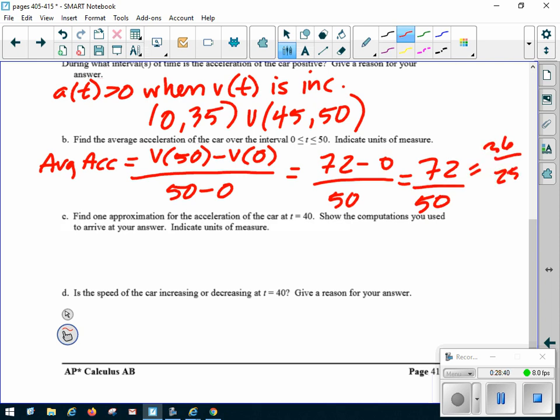What's v of 50? 72? Okay, over 50. So 72 over 50. Now listen. Okay, 36 over 25. On the AP exam, you can leave it right here. No, you cannot leave it like this. Now, what is our unit on this average acceleration? Feet per second per second.